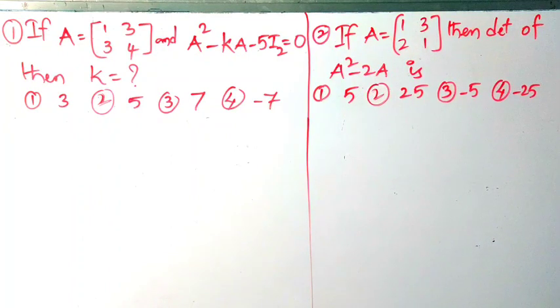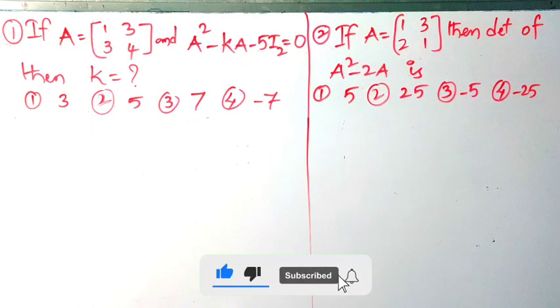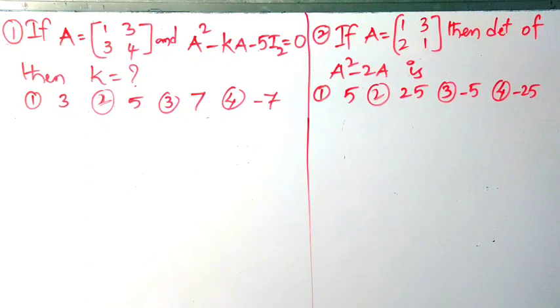See here, two questions are given. They are the first questions of today's class. If A equals [[1,3],[3,4]] and A square minus kA minus 5 I2 equals 0, then find the value of k. The options are 3, 5, 7, and minus 7.